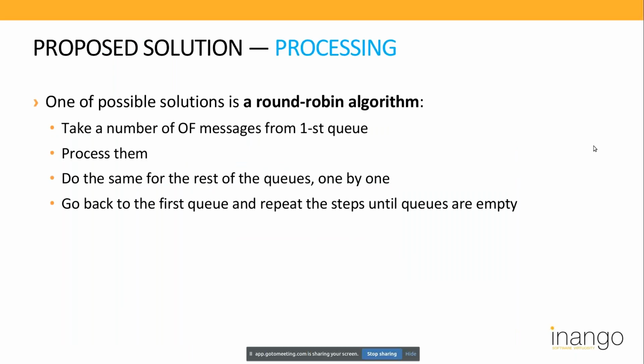For reading, we suggest to use a round-robin algorithm. So we will read a bulk of messages from the first queue, then a bulk of messages from the second, and so on until the last queue, and then go again from the first queue. So it's not actually a priority queue, it's a queue for different types of packets.